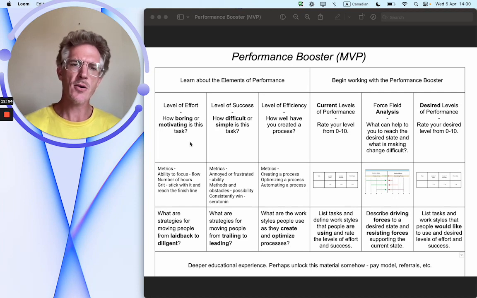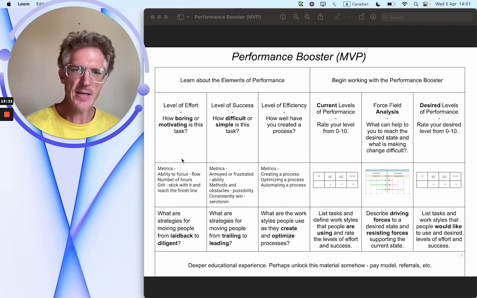For example, this morning, a lady was talking about how she has some English words that she wants to practice and learn using flashcards. So how boring or motivating is this process of creating flashcards and then studying them? How difficult or simple? Now, of course, there are some methodologies around this. If it's boring and difficult, then what do you need? If it's boring and simple, then what do you need? If it's motivating and difficult, then what do you need? If it's motivating and simple, then what do you need? So in those four different situations, you're going to have a slightly different strategy for moving forward.